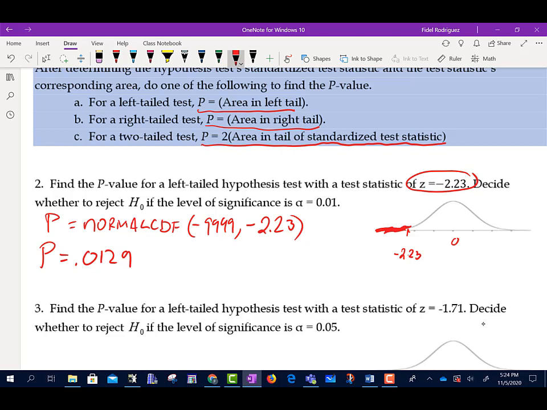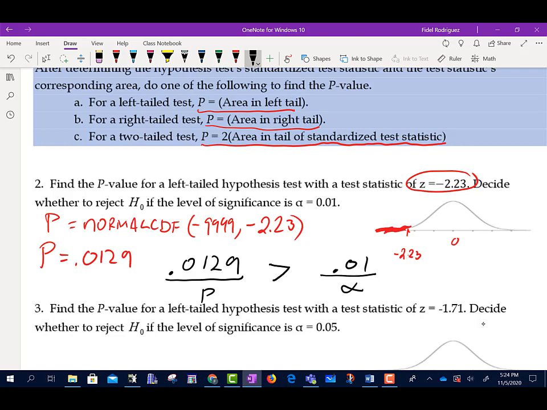So I need to compare p and alpha. Right here, I'm going to write my number for p, and right here, my number for alpha. So for p, I'm coming up with 0.0129, and for alpha, we just have 0.01. If I compare these two, p is bigger than alpha.